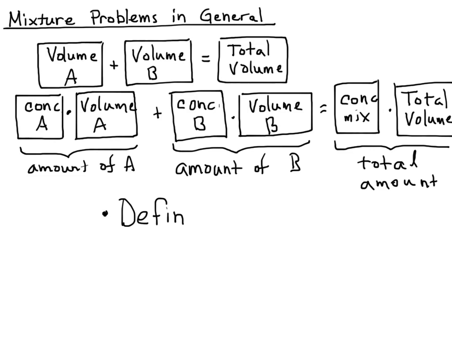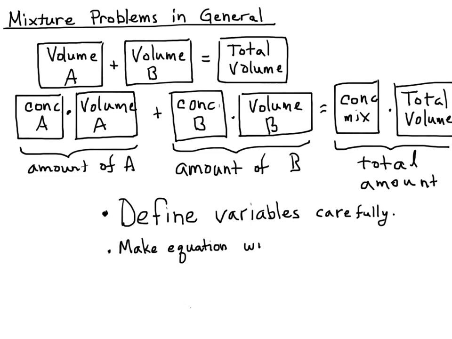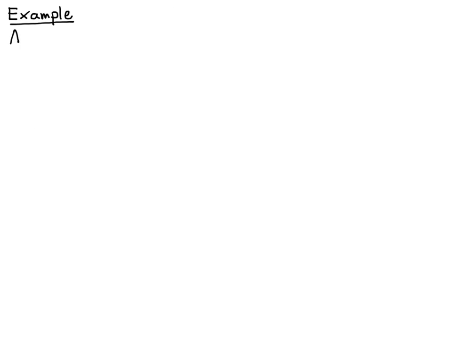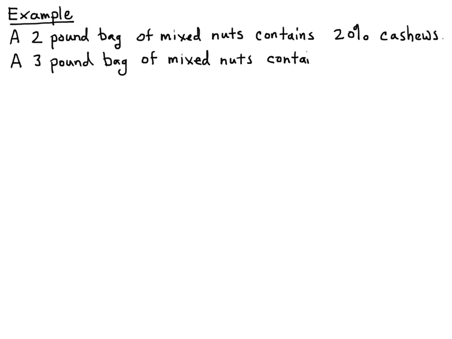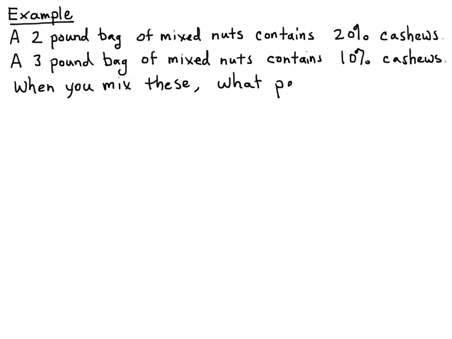So the key to these things, when you're using this model, is that we want to define our variables carefully, and we're going to make an equation with one variable, and I'll show you how to do that. So let's say we have an example here. We have a 2-pound bag of mixed nuts, and it contains 20% cashews. And let's say we have another bag that's 3 pounds of a nut mixture, and it contains 10% cashews. When we mix these, what percent of the mix is cashews?